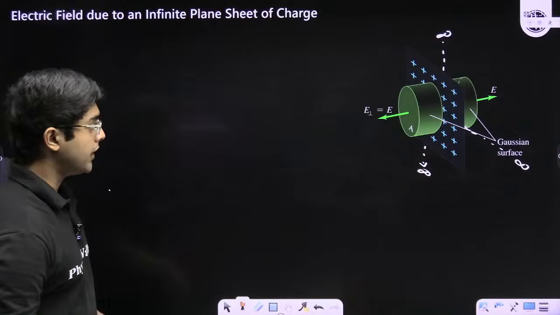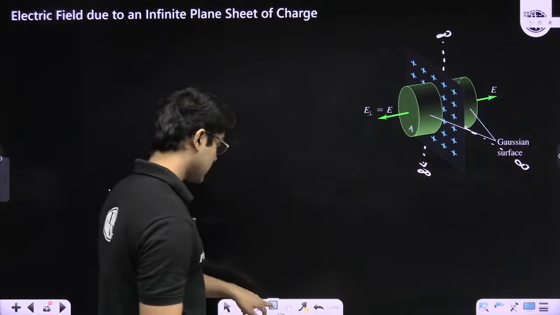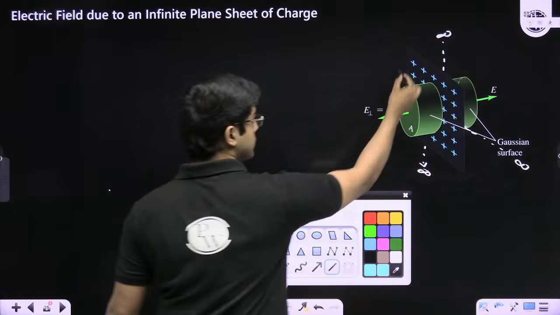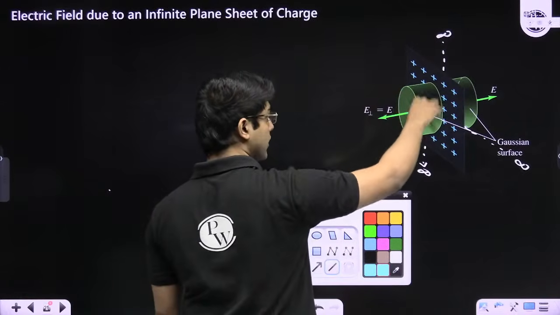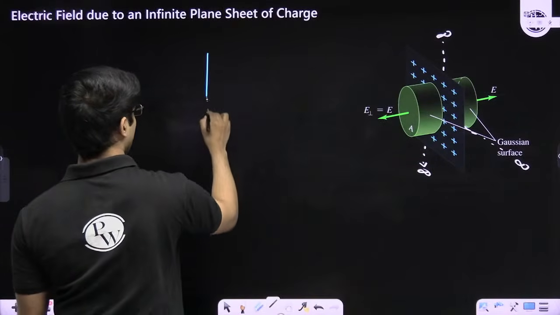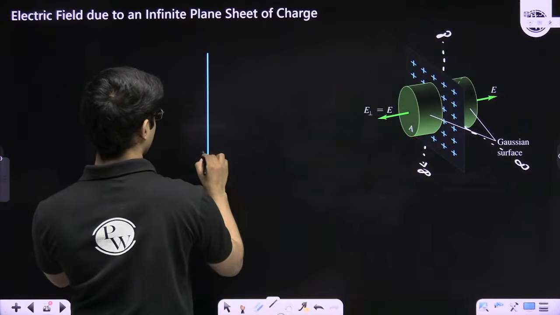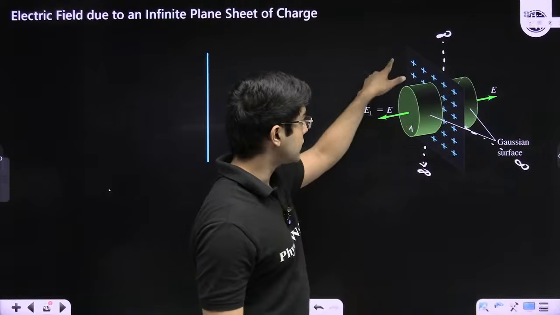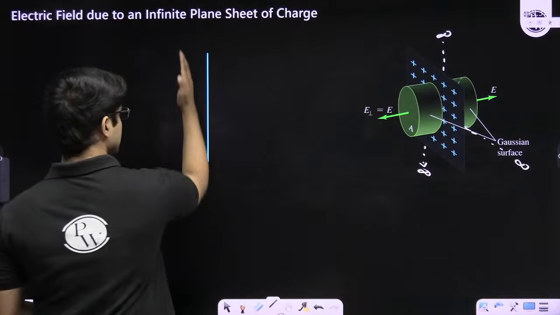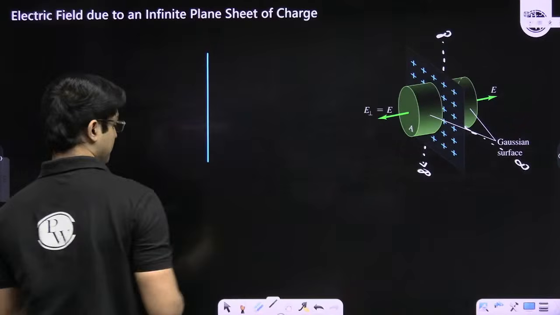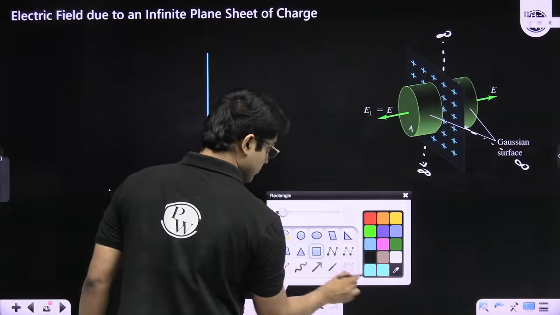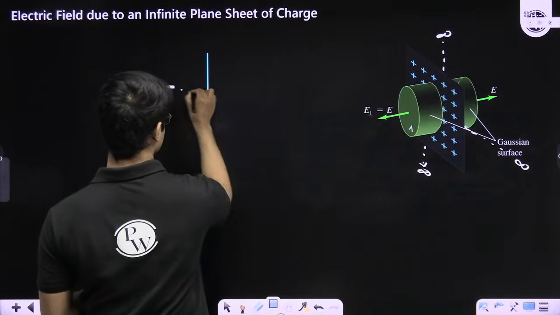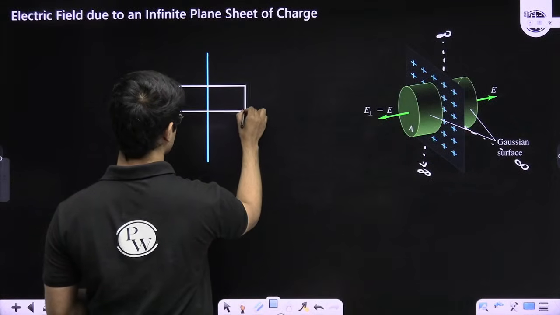And we are trying to find the field due to this. So here, if I draw only the plane of the rectangular sheet over here, let's just say this sheet is in the xy plane. So this is the xy plane. Then here the Gaussian surface we would choose is a cylinder. So from this view, the cylinder will look like this.